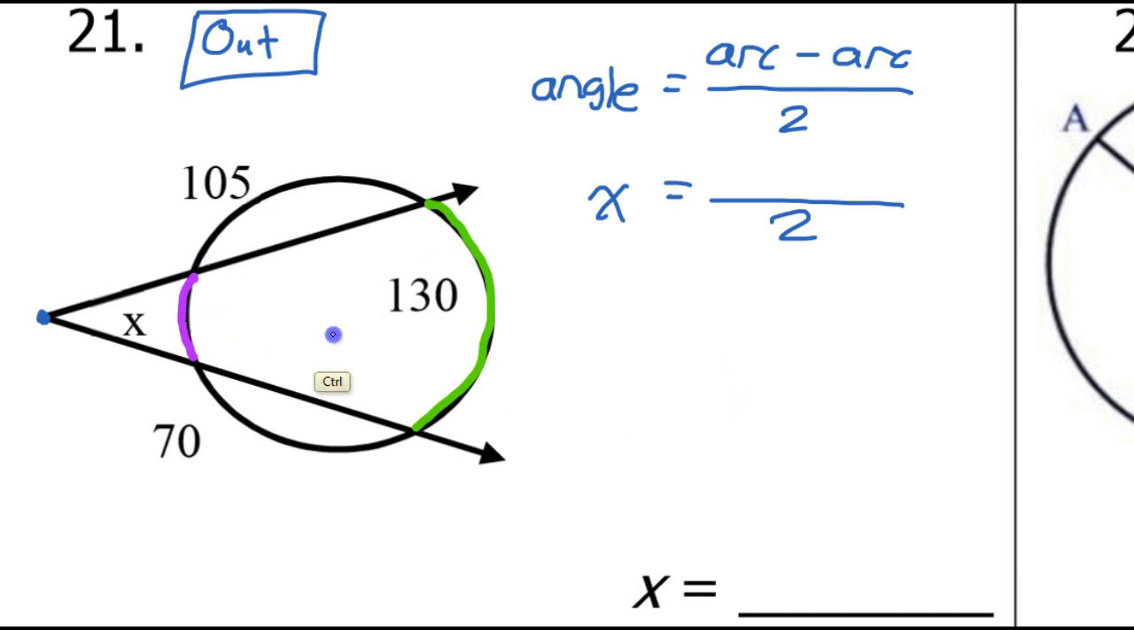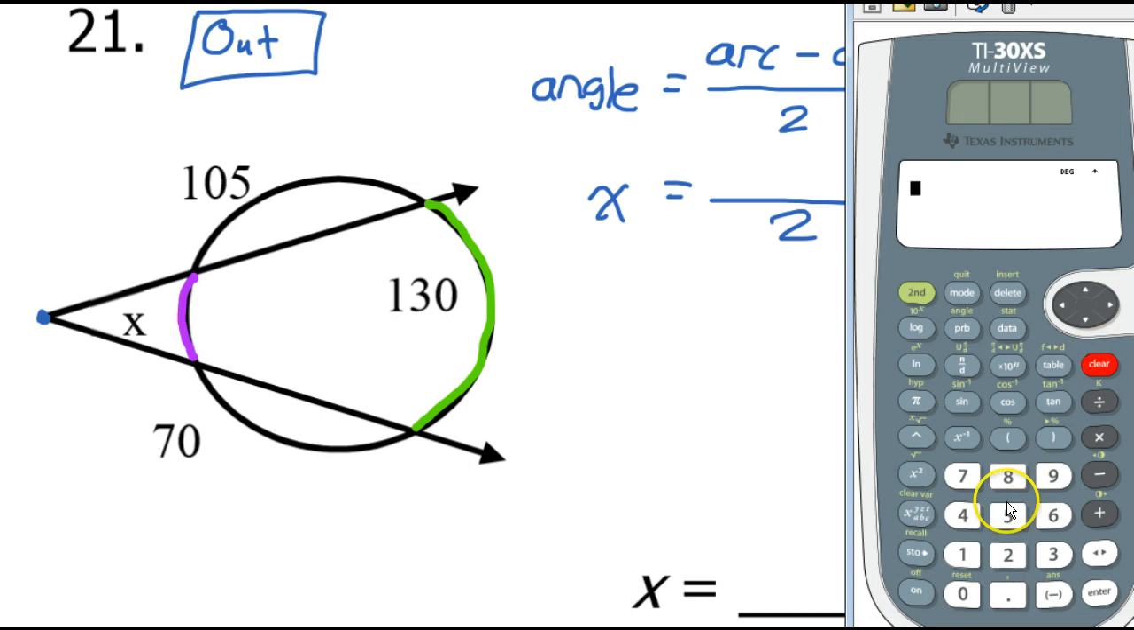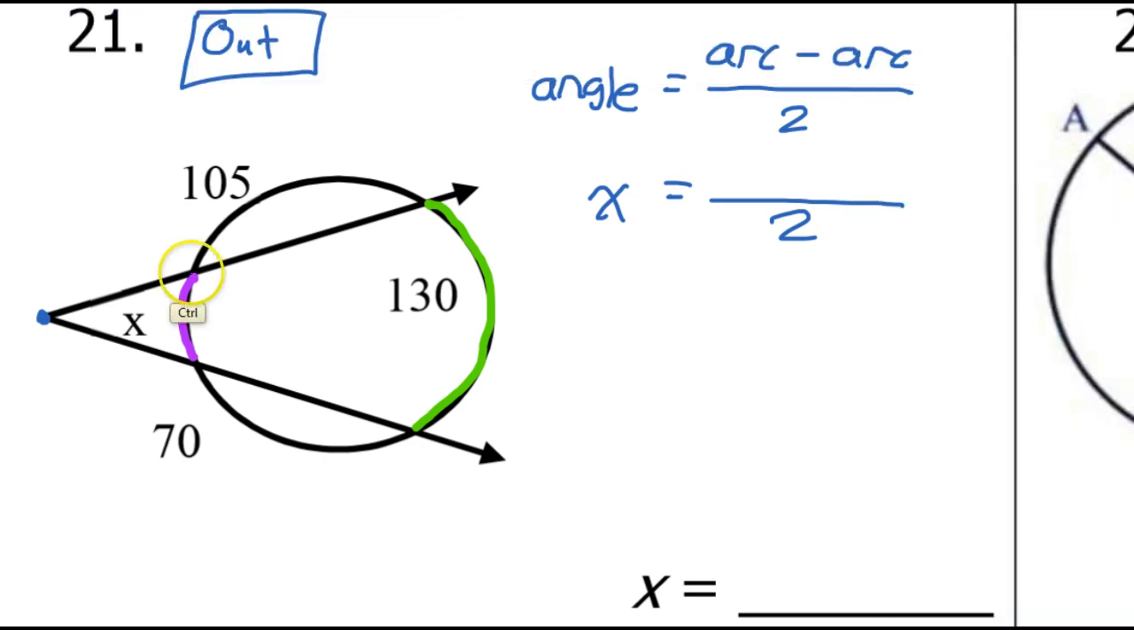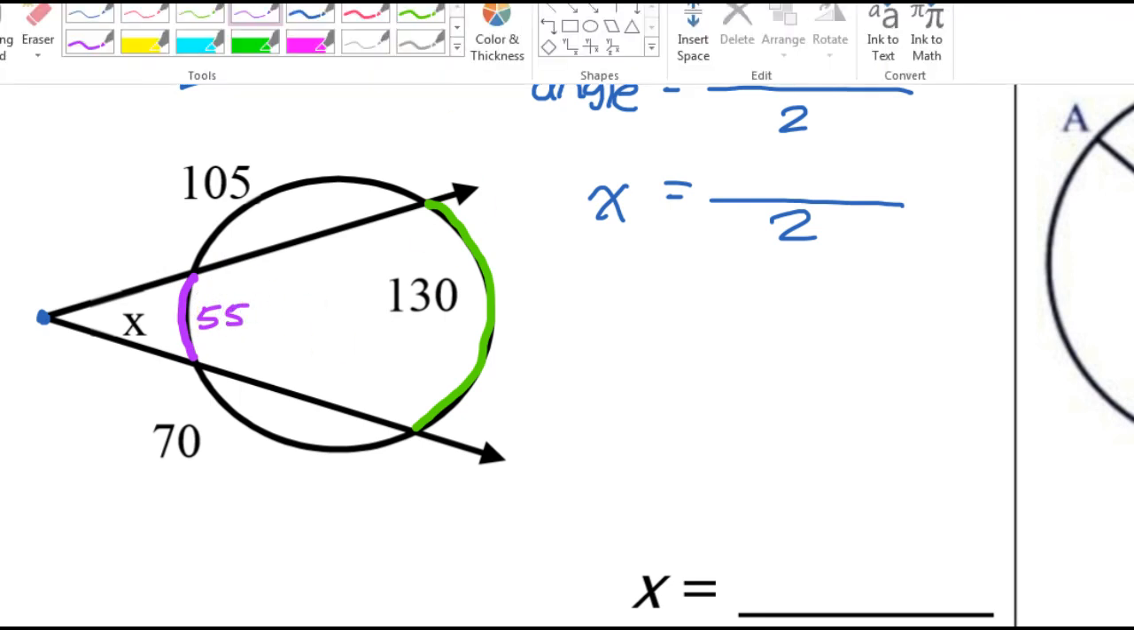Somebody tell me, what is the calculation that I must do to find the purple arc? 360 subtract 70 minus 130 minus 105. Exactly. Subtract all that mess from 360 because it's the whole circle except for the purple. So we can just do 360 minus 105 minus 130 minus 70. Boom. 55. Okay, so the purple arc is 55. So now we can go on with the problem.